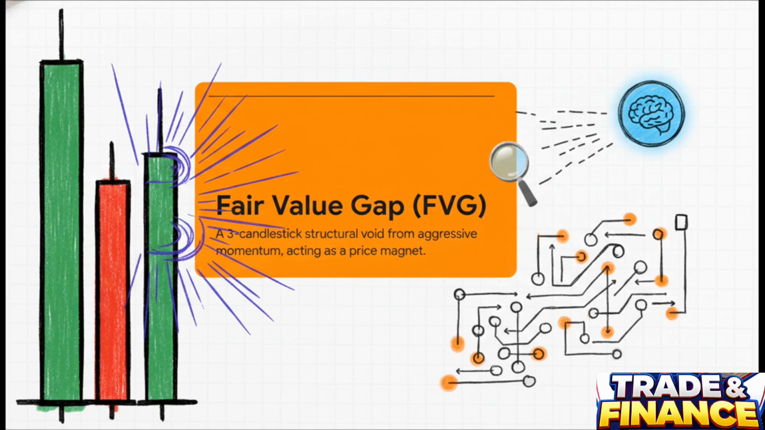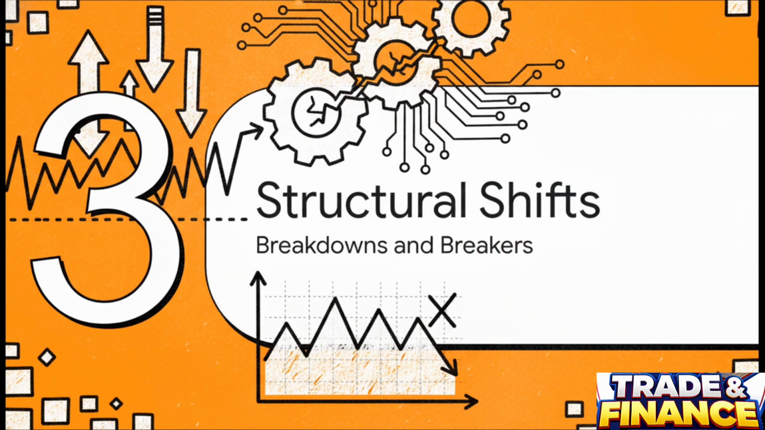When smart money injects that massive volume, they leave a physical structural void in the price action across 3 candles. We call this a fair value gap, or FVG, because the price jumped so insanely fast the buying and selling simply didn't match up efficiently. This gap acts like a giant magnet on your charts, a zone the algorithm will eventually seek to fill and rebalance. Let's move right along to part 3, structural shifts and breakers.